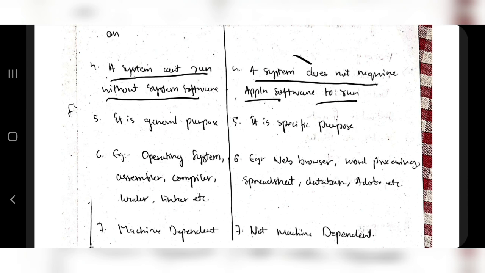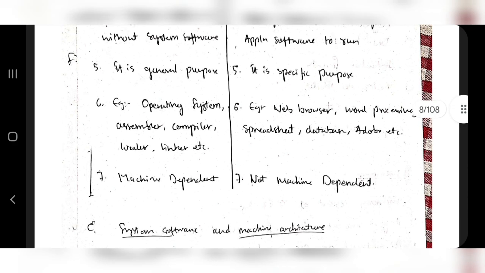Okay, this is independent of the system software, this is dependent on the system software. It is for general purpose, like a computer should run for general purpose, and this is for a specific purpose, meaning the application has a specific purpose, like calculator is used for calculating, notepad is used for writing the notes, and so on.